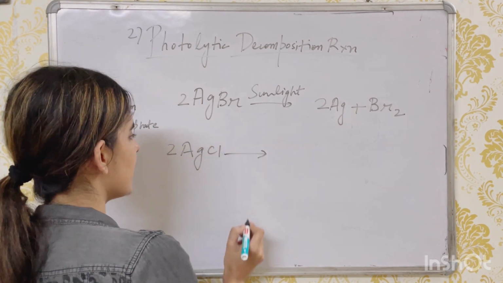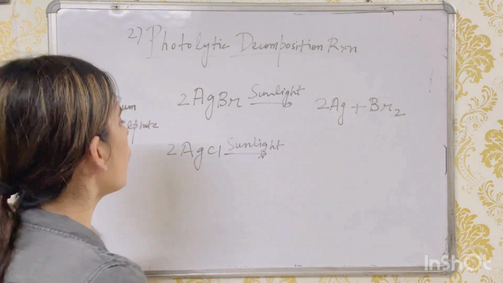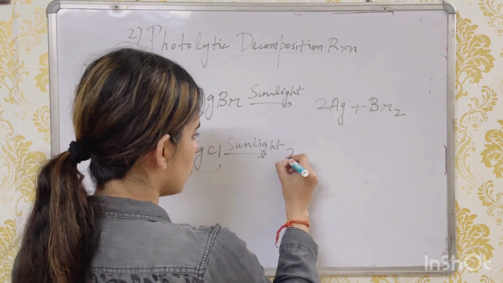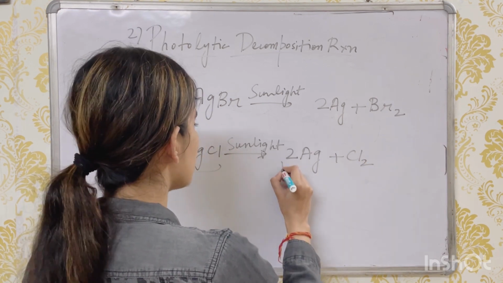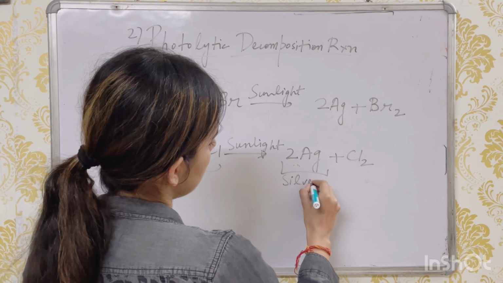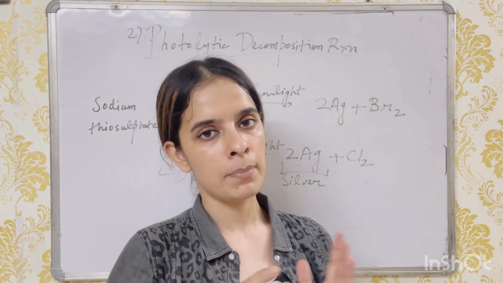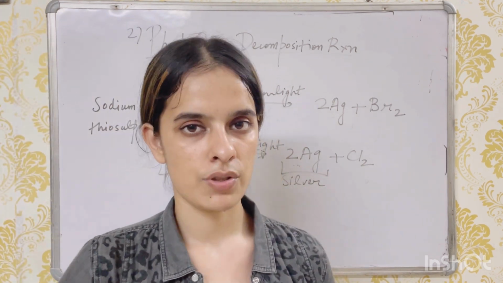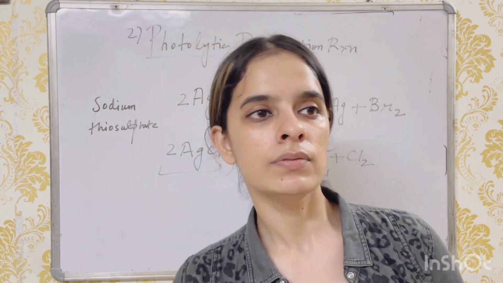Silver chloride, when you expose it to sunlight, what will form? This is a white salt, so it will form silver, along with the evolution of chlorine gas. The silver is actually silver in color. The bond between silver and chlorine will break, and silver and chlorine would be formed. So this is also an example of photolytic decomposition reaction.